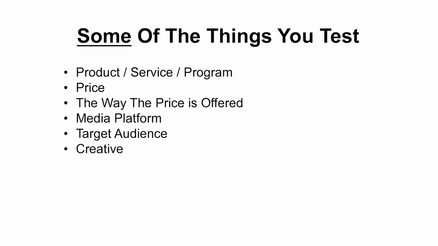Some of the things are the product, service, or program that you have, the price, and the way the price is offered. Is it a one-off, or is it put a little bit down now and pay later? Is it try it out and then pay later? The media platform, the target audience, who are you going to? And then the creative, the way it actually looks.